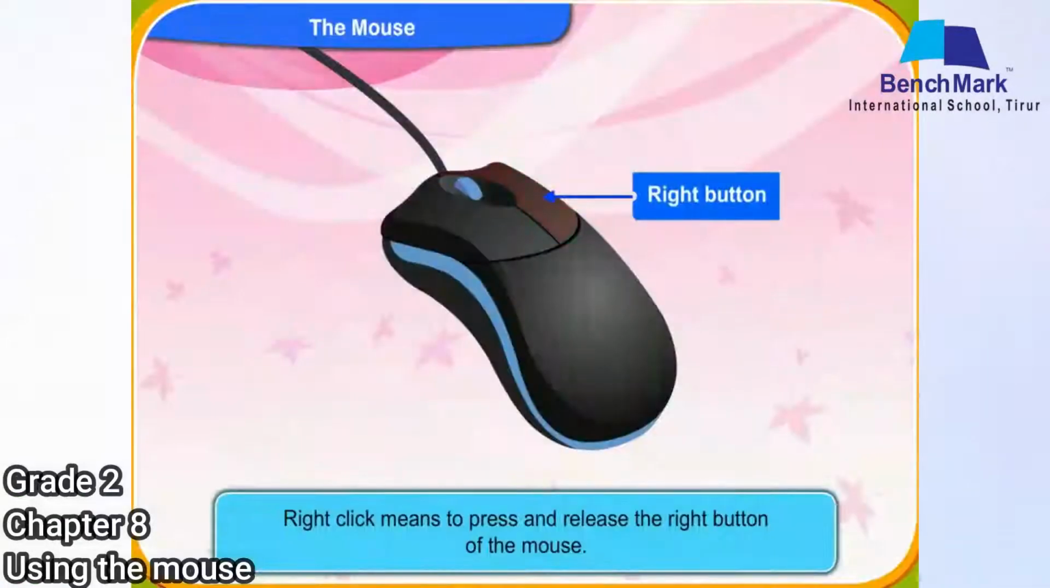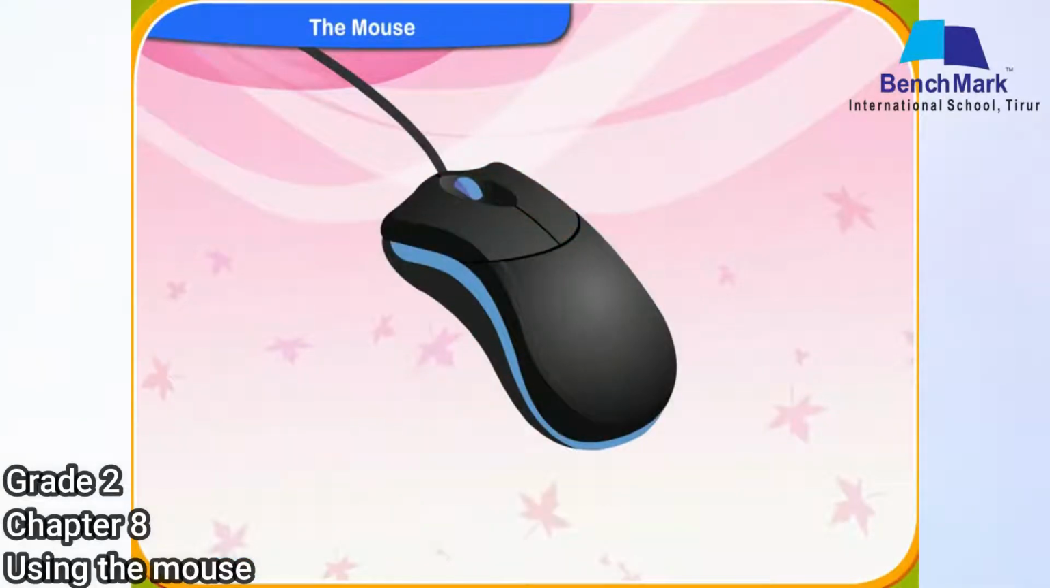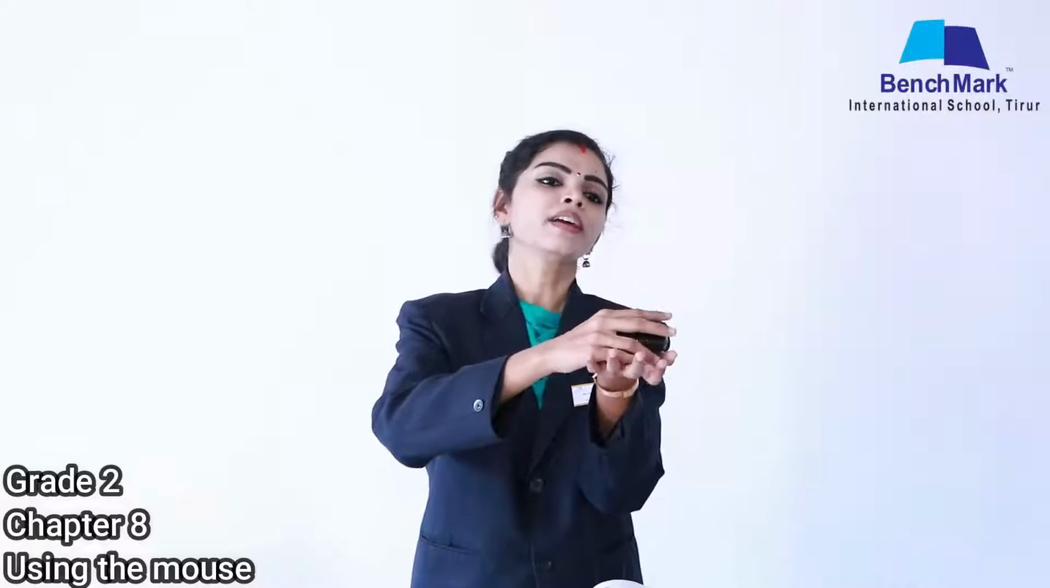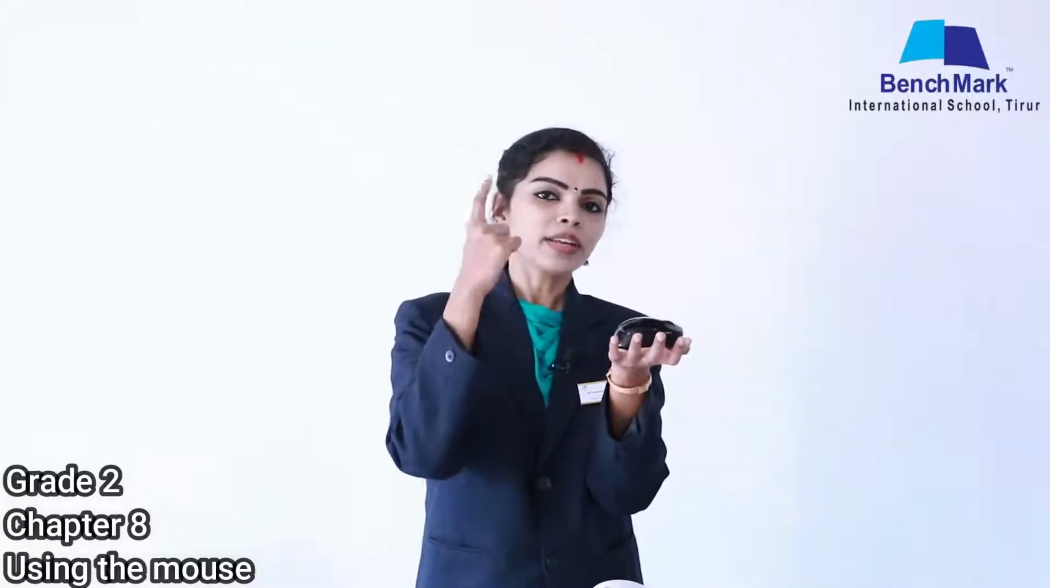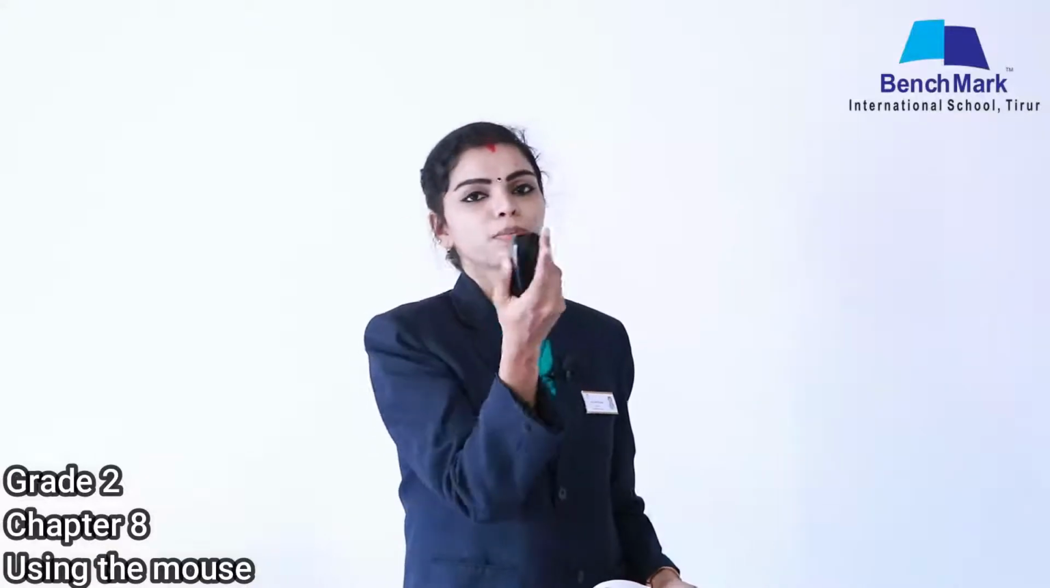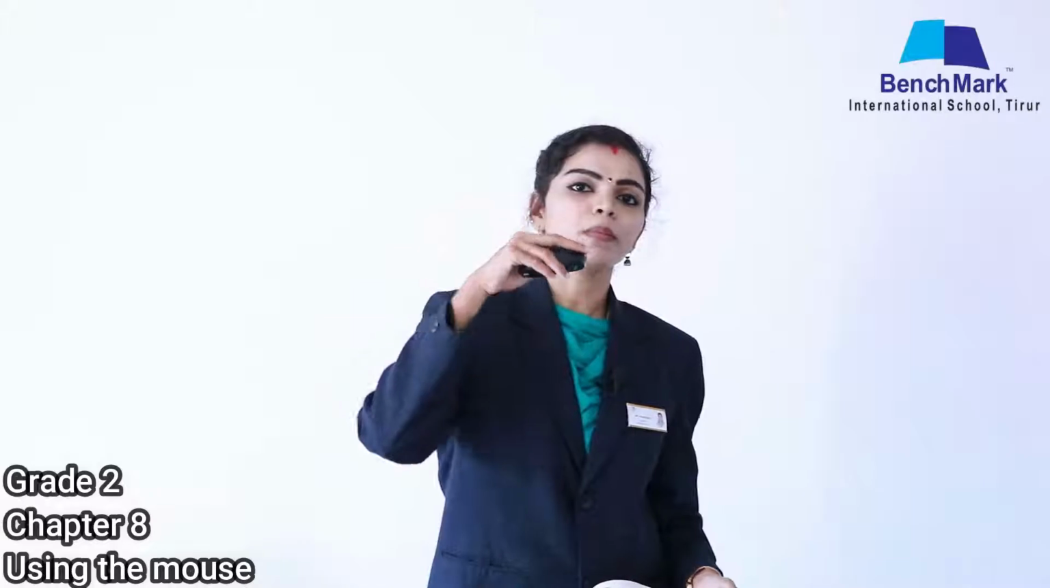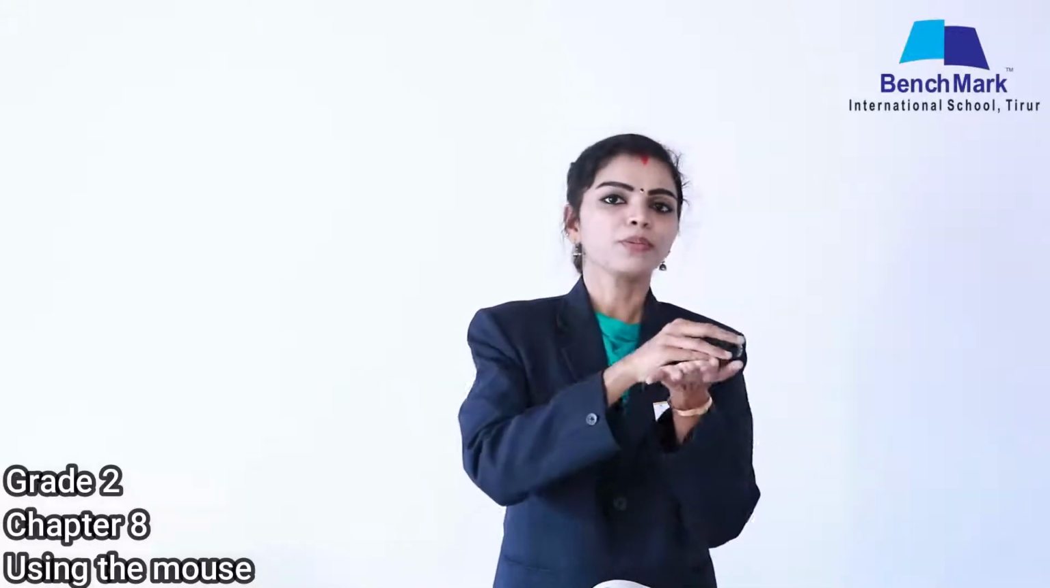Right click means we have a right button, right? So clicking this button is called a right click. This is the way we hold the mouse. Your palm should cover the top position, and your pointing finger should press the left button and your middle finger should press the right button. For scrolling you can also use the forefinger. So this is the way we hold our mouse and use our mouse. Always use your mouse on a mouse pad.